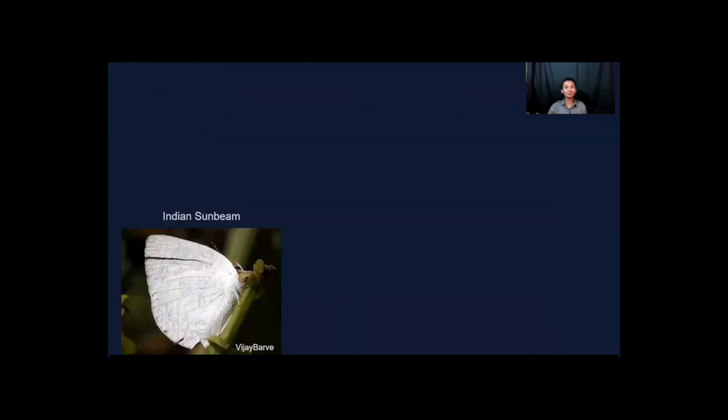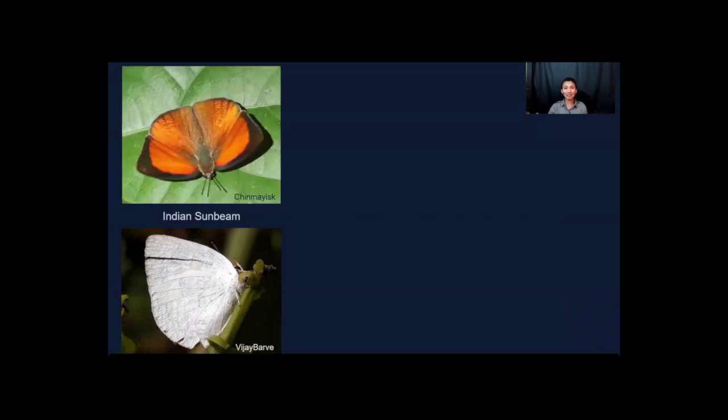Some more. You can have butterflies like the Indian sunbeam, which at first glance looks like a simple plain white butterfly sitting down, until it surprises you by opening its wings. It has a beautiful flashy orange color on its upper wing.